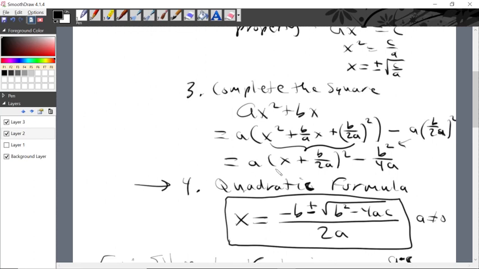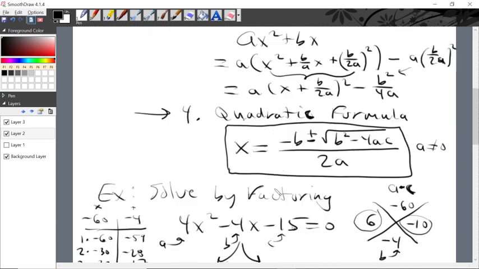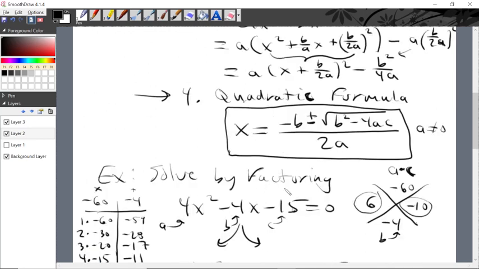Okay, let's try an example. We did quadratic formula. Why didn't we just do quadratic formula in this one? Well, because the instructions said factoring. That's why. Could we have done the quadratic formula? Yes, absolutely.